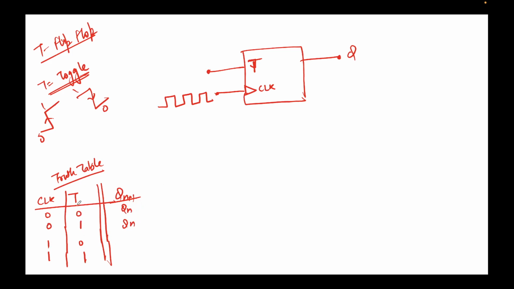However, when the clock is high, if toggle is 0, this means it will not toggle. The clock is saying you can toggle, but the toggle input is saying no, not yet, please wait. So the future output will be the same as the previous output. However, if T is 1 and the clock is also 1, then it will toggle, denoted by Q bar. So the next output will be the inversion of whatever the previous output was. Again, I'll try to explain this using a waveform for better understanding.